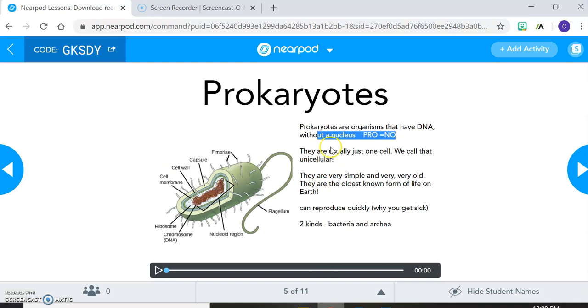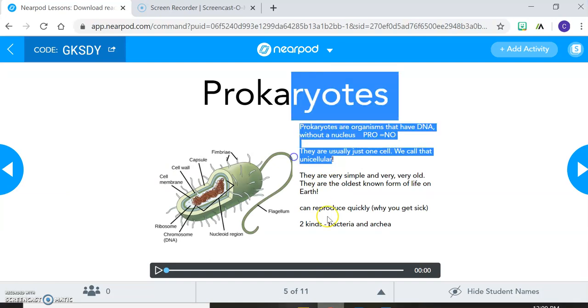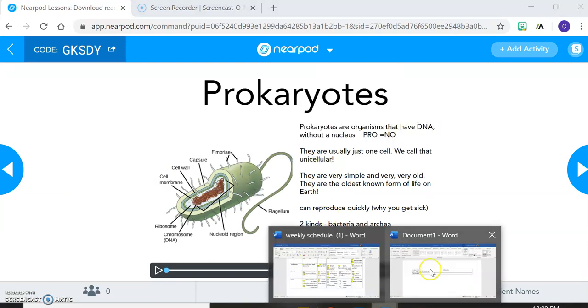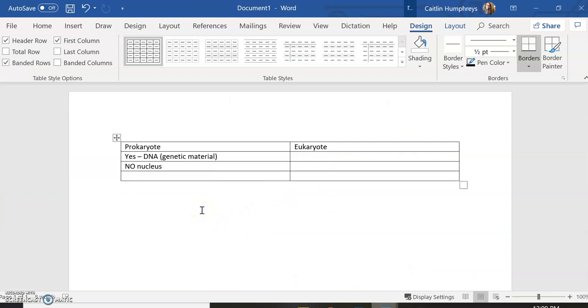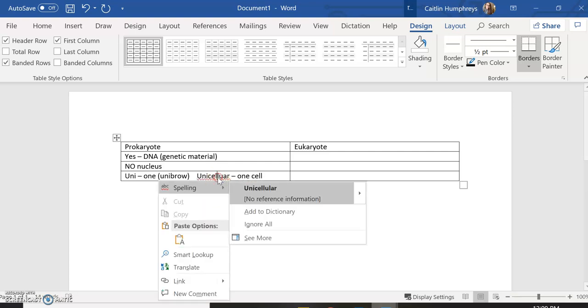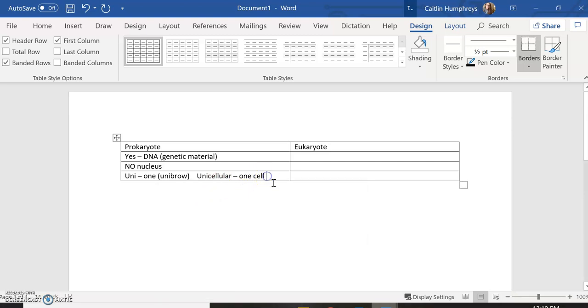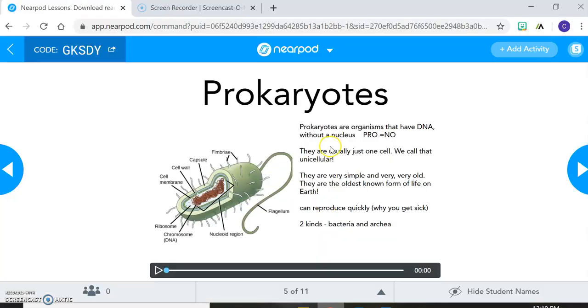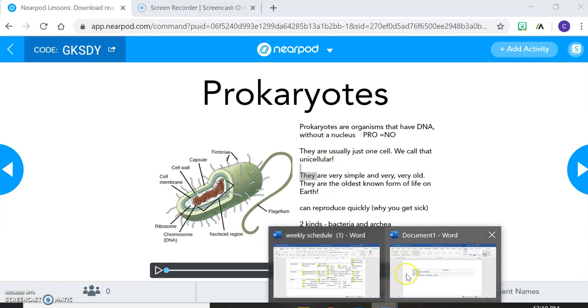Now, our next thing is unicellular. Well, we remember from our last unit, root word uni. Uni means one, right? Remember unicycle, unibrow, one. So it is unicellular, and what this means is that there is one cell. It is a single-celled organism. Now, we also know they're very simple and very, very old.